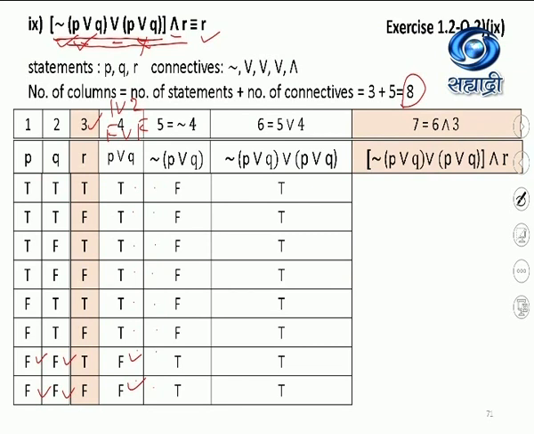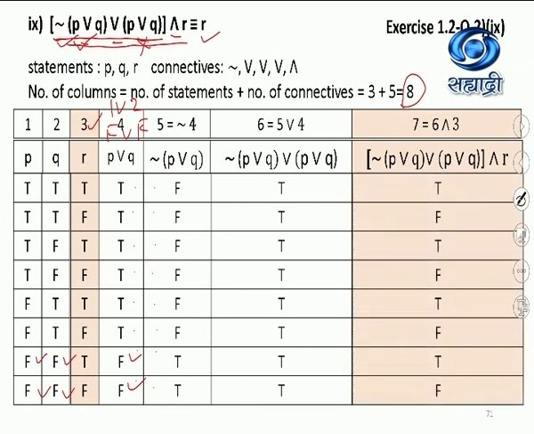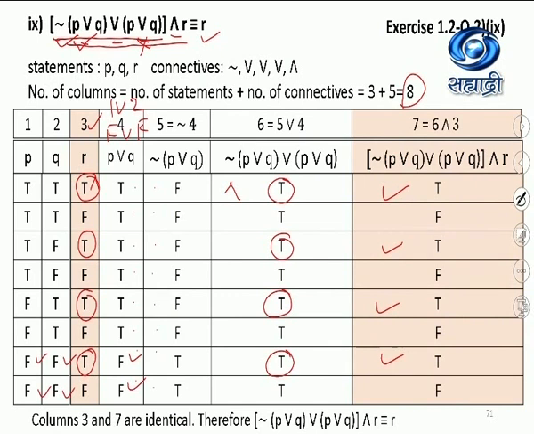And in column 7, you have entire column 6 and R, meaning 6 and 3. So 6 and 3, only T and T combination is T. Nowhere you have that combination except again over here and here. T and T is T. So all these values will be T, rest all will be F. Now what do you see? Column 3 and column 7 have exactly the same truth values. That means column 3 and 7 are identical. Therefore, the given equivalence is proved.